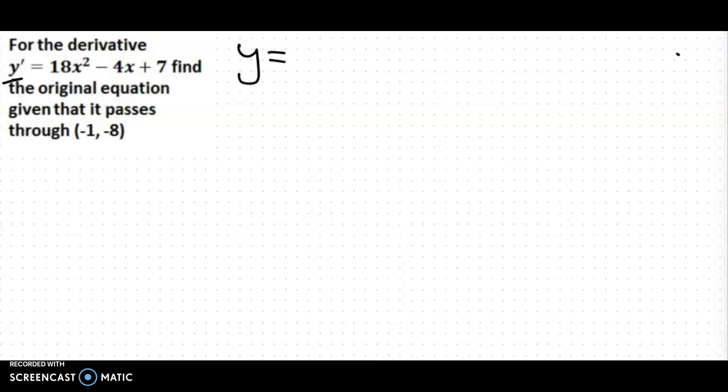So if we look at that, x squared, of course, is going to go to x cubed. Then we think about it in reverse. When we differentiate that, that's going to be 3x squared. We don't have 3x squared, we've got 18x squared. So we need to times that by 6, right? So 6x cubed differentiates to 18x squared.